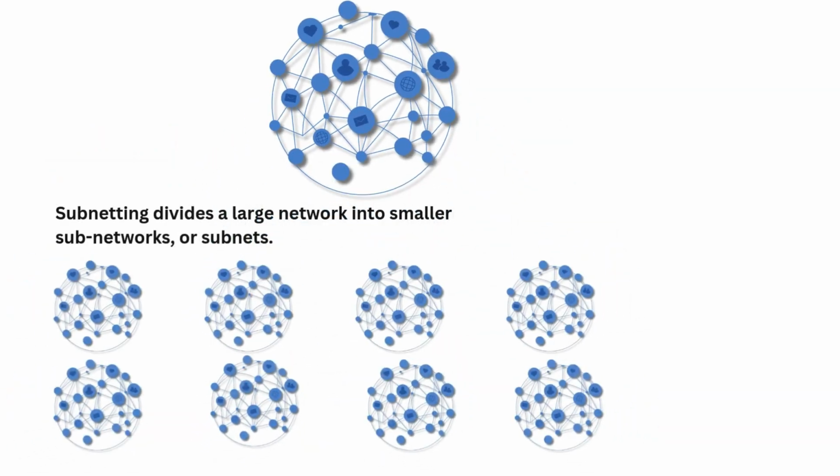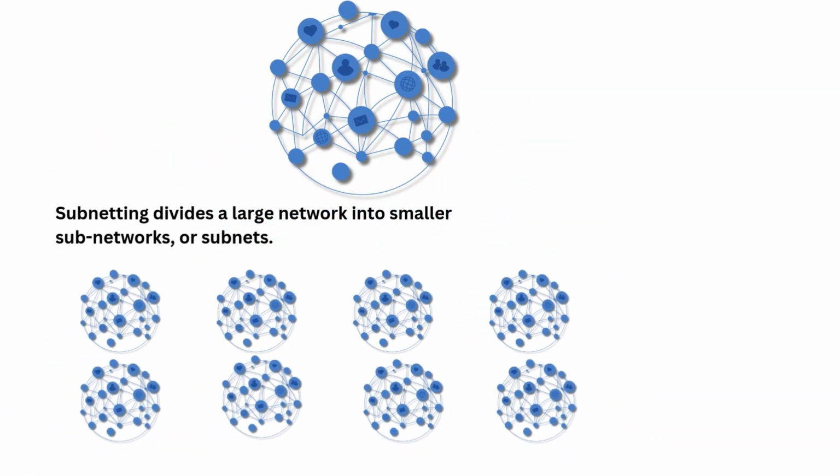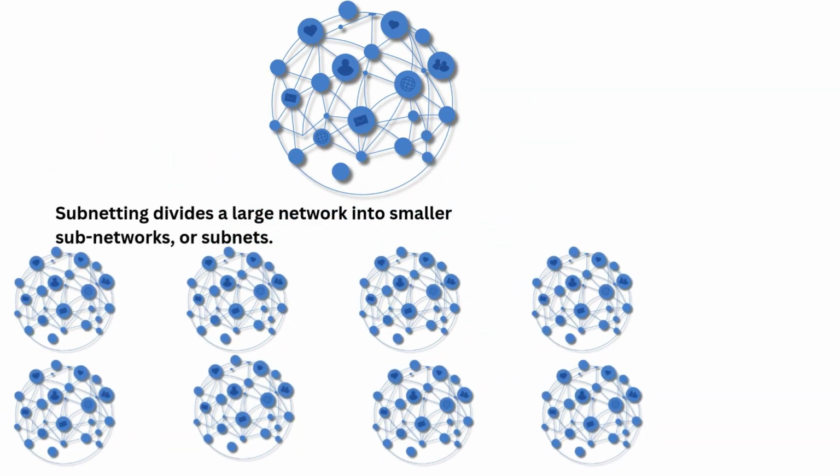Now, to make routing even more efficient, we use something called subnetting. It's a way of dividing a large network into smaller subnetworks or subnets. Subnetting is often defined using CIDR notation. This tells the router how many addresses are in the subnet and helps it forward packets more accurately.